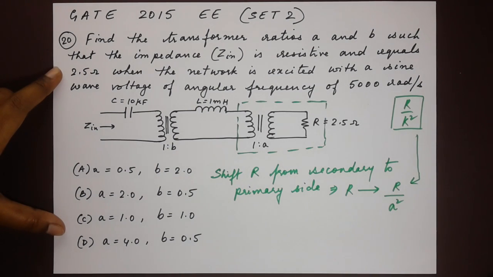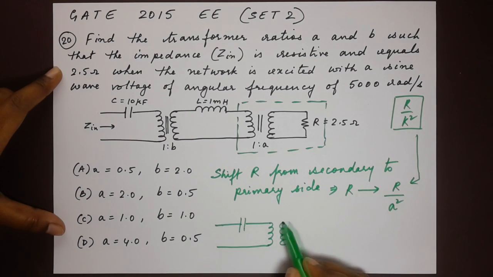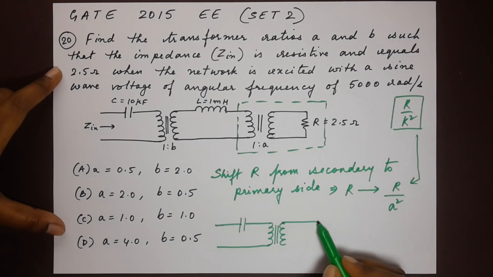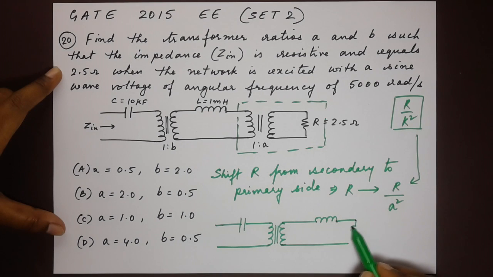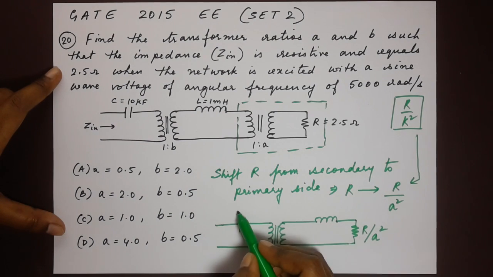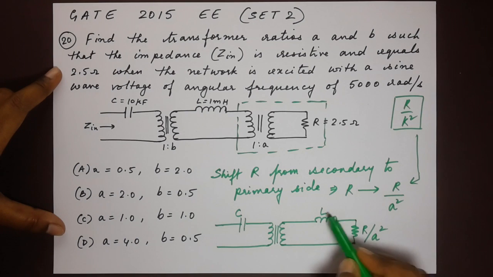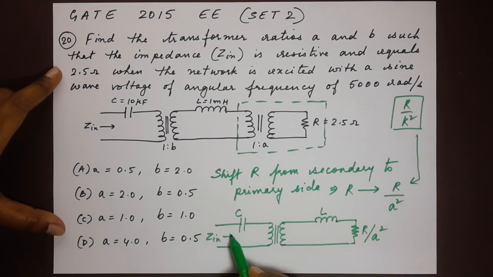Now, if we draw the circuit, this is what we are going to have now. The capacitance, that's the first part, primary. This is the secondary. Here we have the inductance. And now, we have brought this here, R by A square. I hope that makes sense. So here we have C, here we have L, and this is Zin.